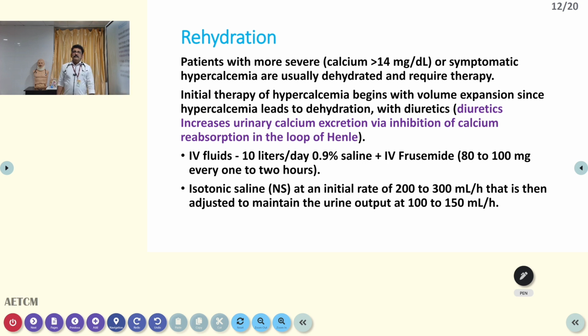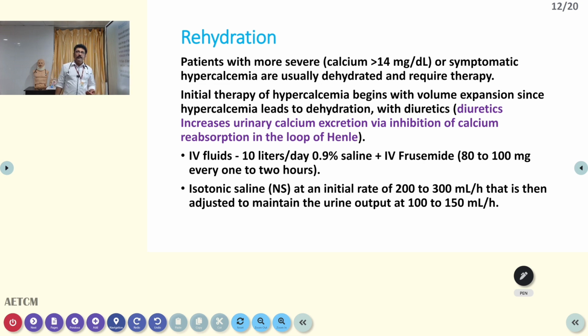And if the calcium levels are more than 14 and symptomatic, rehydration is an emergency. Initial therapy of hypercalcemia starts with volume expansion. That is because I already told that hypercalcemia can induce some amount of dehydration and volume loss, along with diuretics, because you are giving IV fluids to expand the fluid inside the body, but at the same time we have to remove the calcium through the kidneys, so that the calcium will be removed, volume will be expanded.